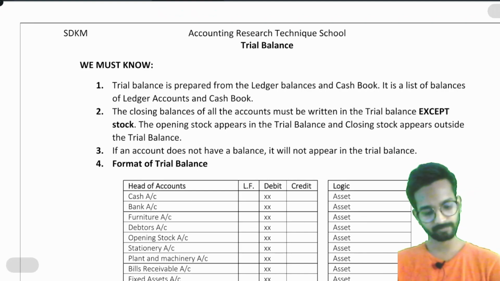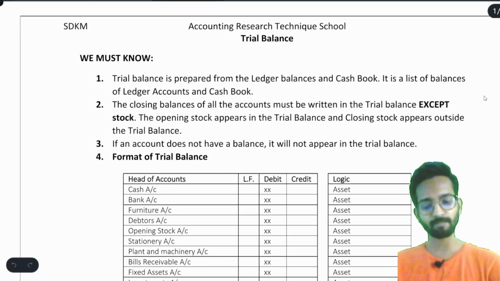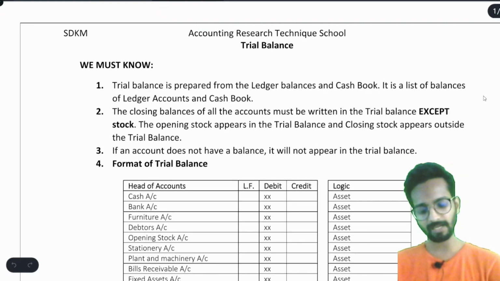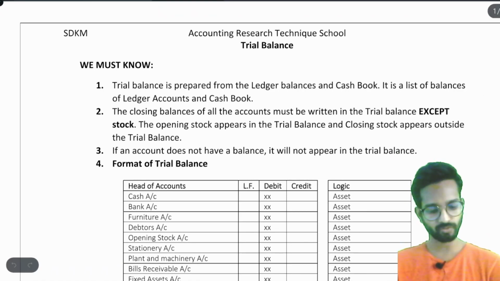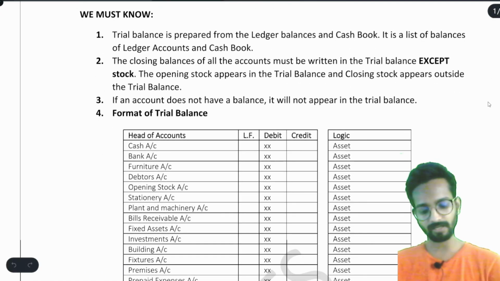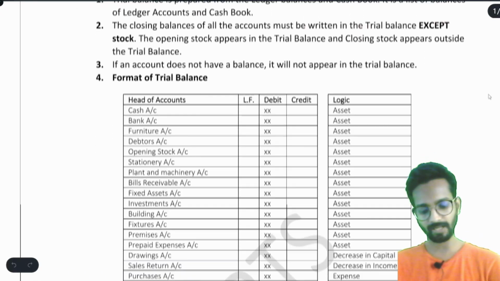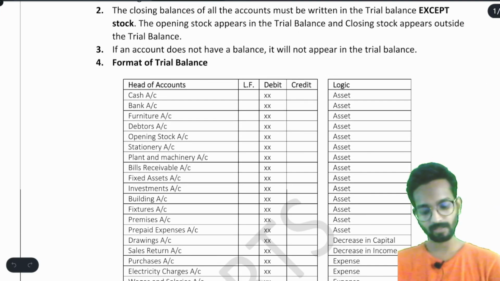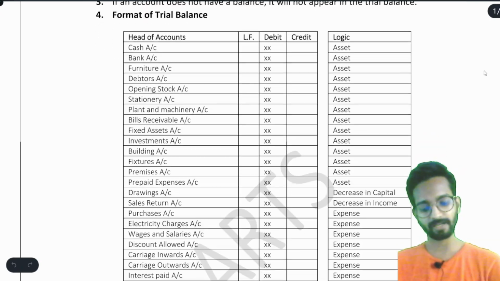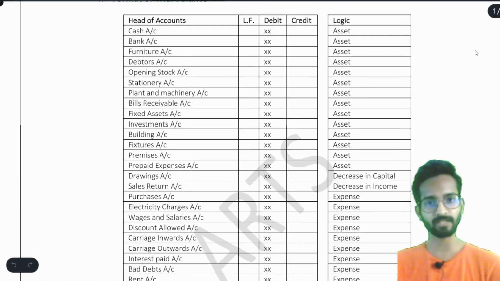How? Let's see. We'll do an example that will give you more clarity, and then after that we will come back to our notes. Before that, I will tell you the format of trial balance. First you will write the head of accounts, ledger folio number, debit, credit, and I'll tell you the logic behind writing amounts in the debit and amounts in the credit.